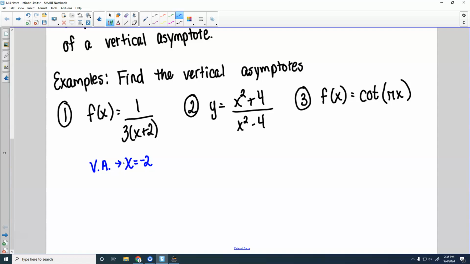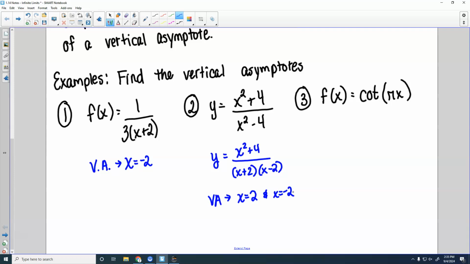All right, for number 2, this one looks like it will factor. Will the top factor? It will not. We'll just have to leave it, x squared plus 4. But how could I factor the bottom? X plus 2, x minus 2, right there. So I would get vertical asymptotes where on this one? 2 and x equals negative 2 would be vertical asymptotes for that function. So you're looking at places you have zeros in the denominator.